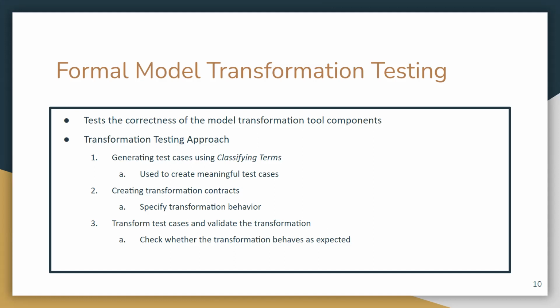The second step in testing is defining transformation contracts. These contracts specify the intended behavior of our transformation. The set of generated test cases can then be transformed, and the models produced by the transformation can be checked to see if they satisfy the transformation contracts that we defined.